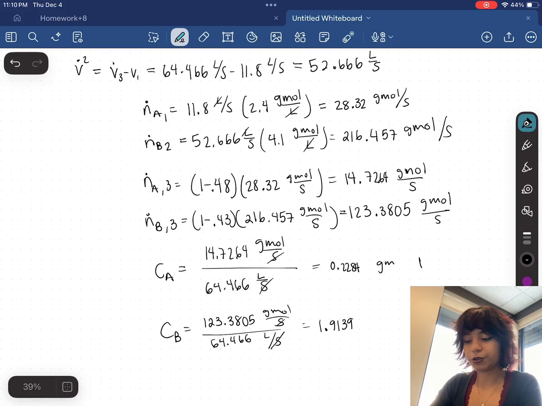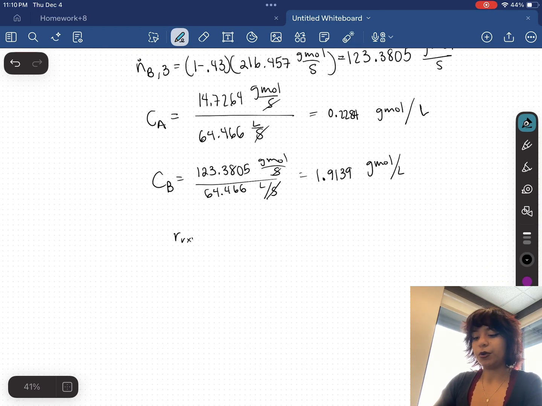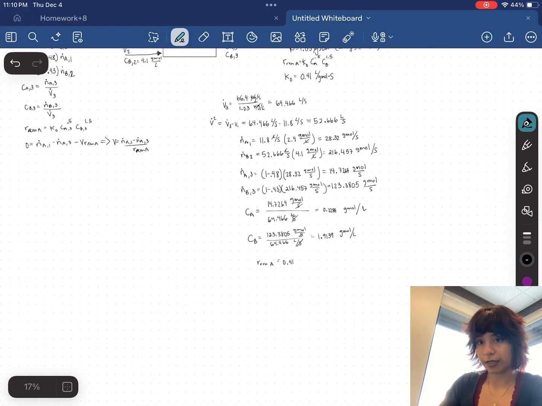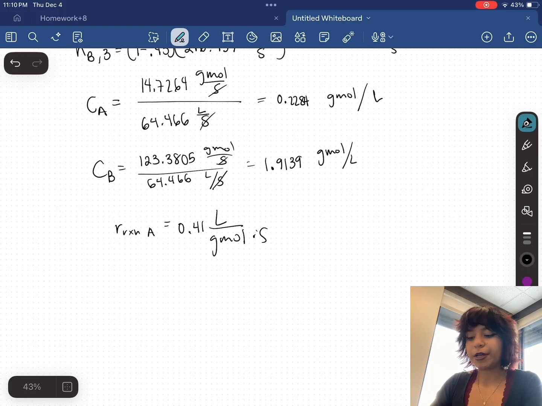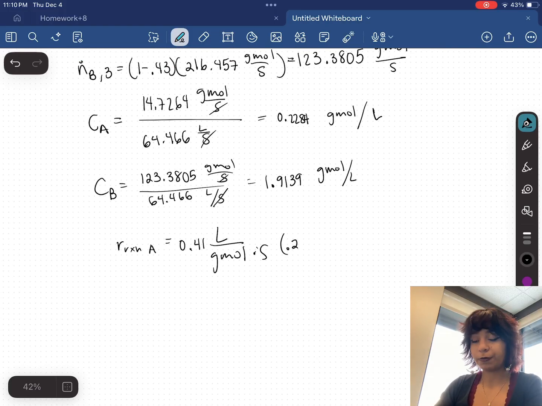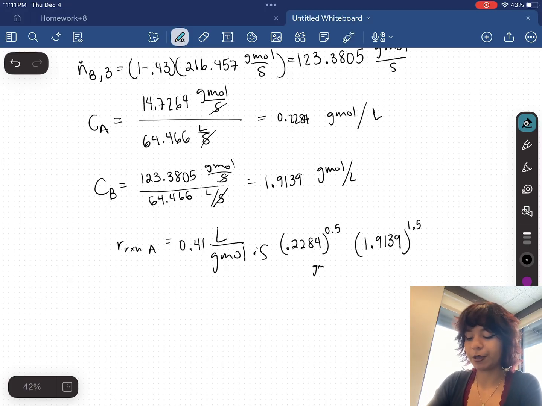Now that we have those concentrations, we are able to plug them into our rate of reaction. We will do 0.41 liters per gram mole seconds, which was our K naught, times 0.2284 to the power of 0.5 times 1.9139 to the power of 1.5. Now that we have our response, that will be equal to 0.5188 gram moles per liter seconds.